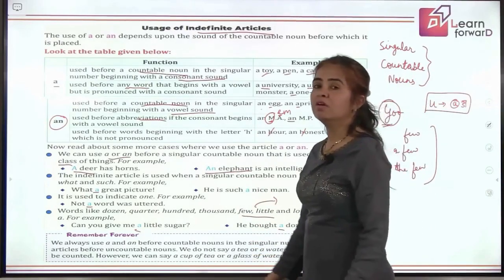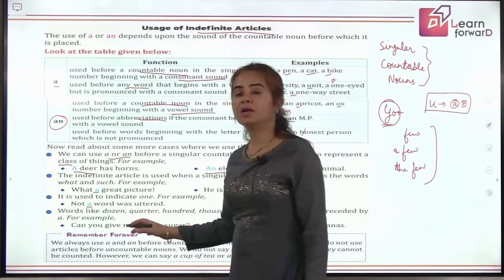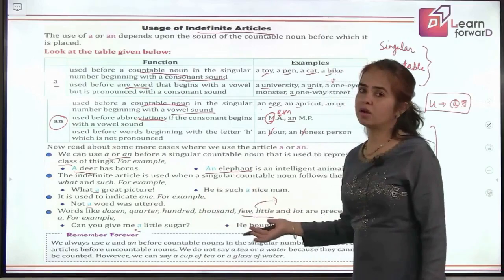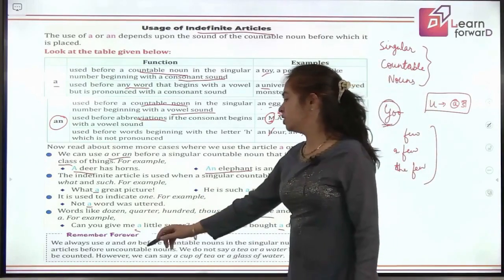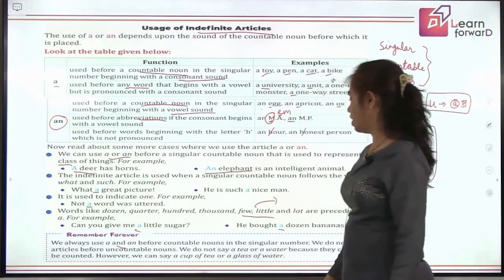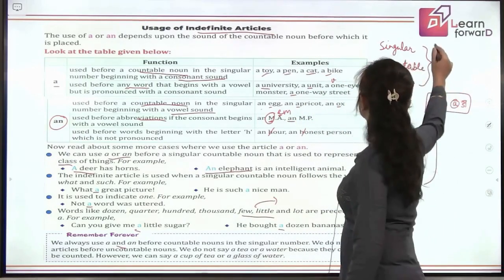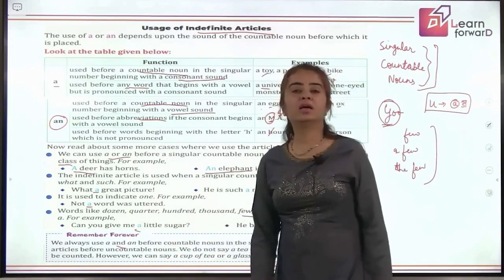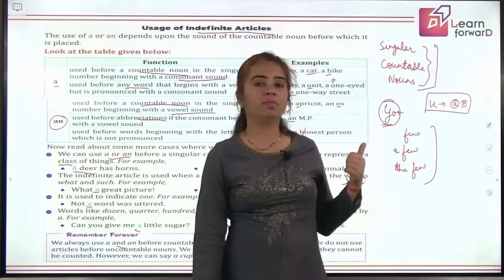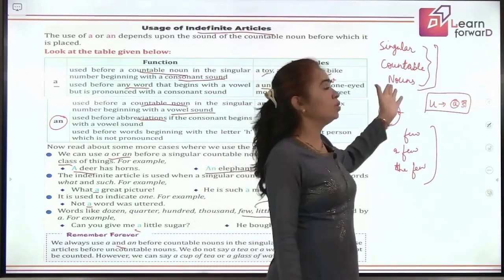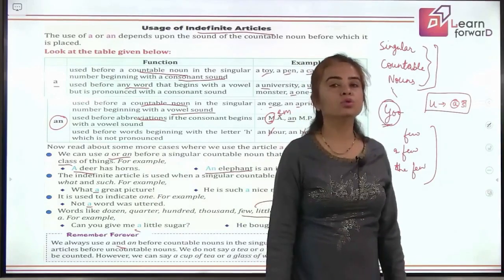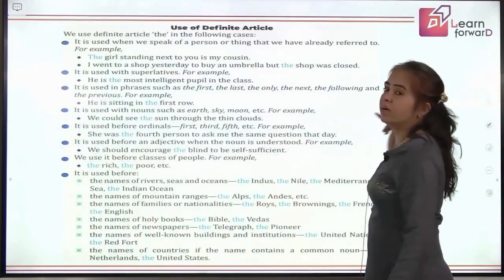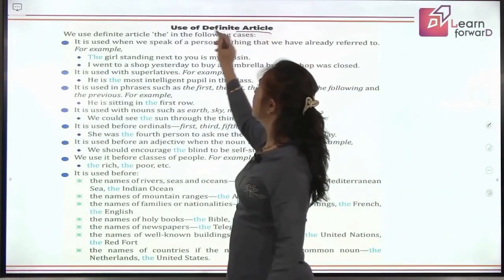What are these words? We are talking about dozen, quarter, little, few, hundred thousand. So these are all quantitatives or numbers, right? Now what you have to remember is we always use "a" and "an" before countable nouns in singular number. I have already told you here, singular countable noun, and we do not use articles before uncountable nouns. That is very important, that the article is to be used before countable nouns only, right? Singular countable nouns, the indefinite articles. So if you have understood, let's move to the use of definite articles now.